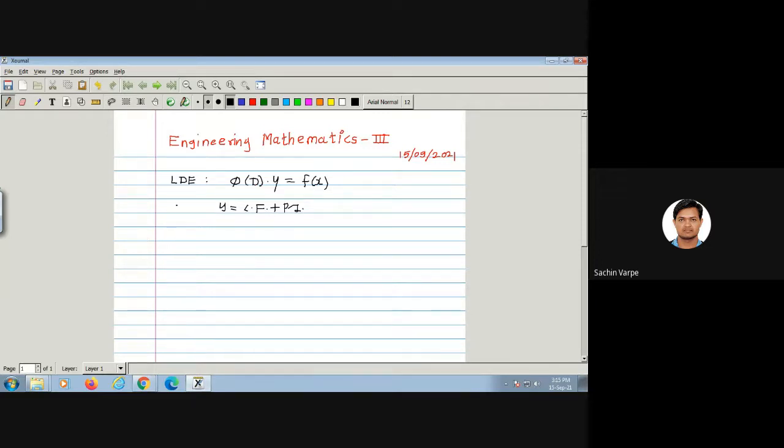So we are discussing the methods to find the particular integral PI. The first two methods we have discussed as a general method, and the second one is shortcut method. Now the last one is method of variation of parameter.